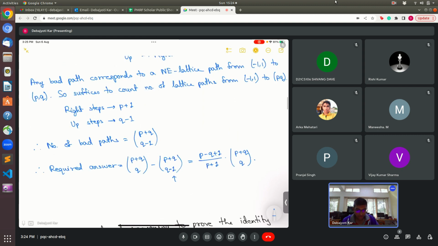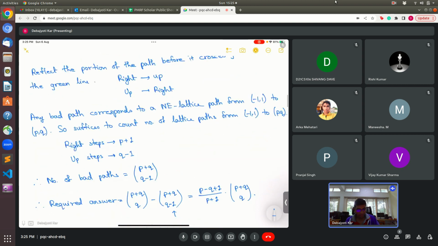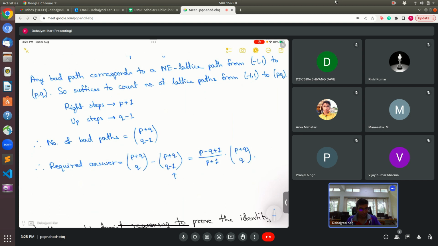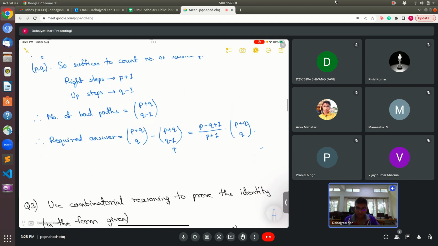Okay, so this is an important technique, that you find a bijection. So in order to count the number of bad paths, you find a bijection from the set of bad paths to a set which can be counted easily, and here the bijection is obtained by using reflection. Okay, so hence the number of valid paths is this thing. If this is clear, then we can move on to the next question.